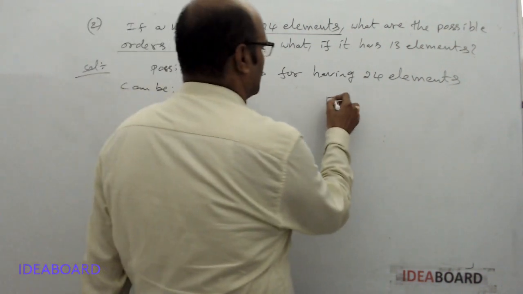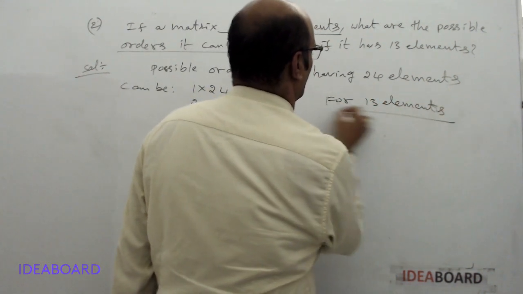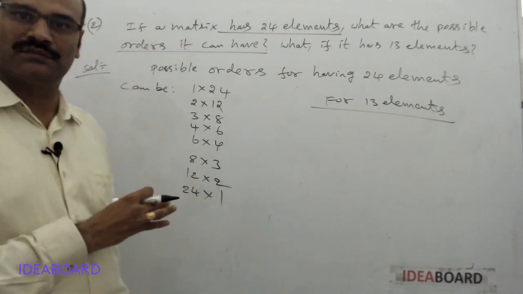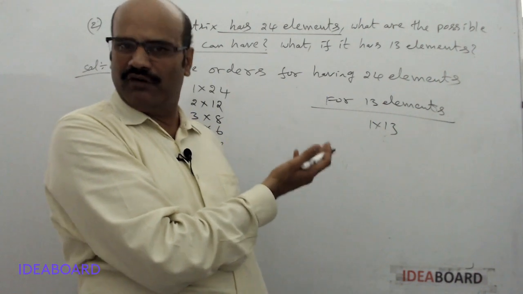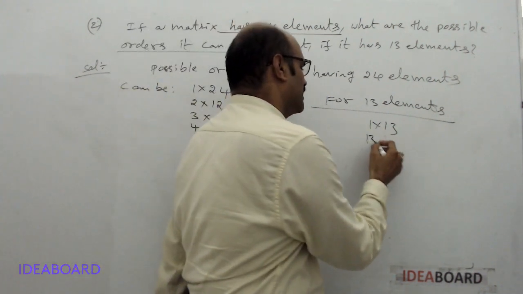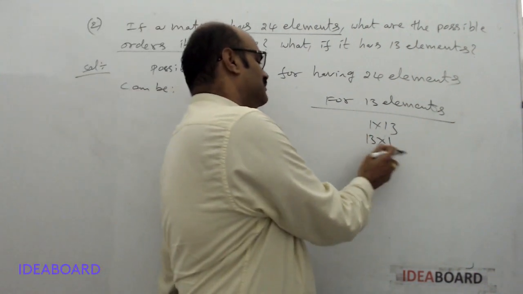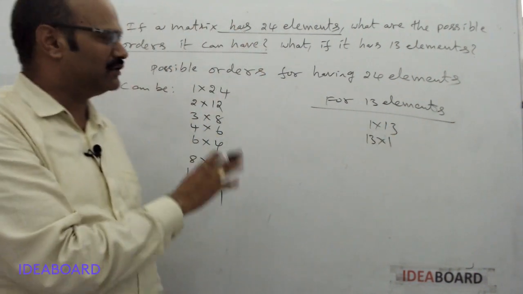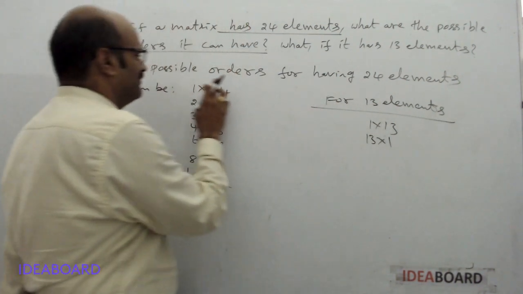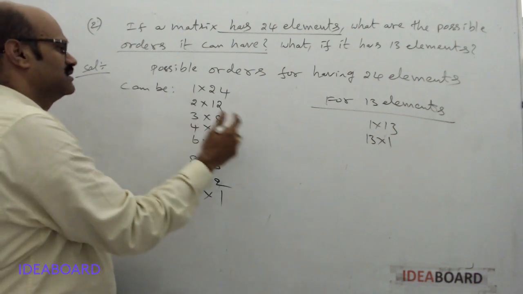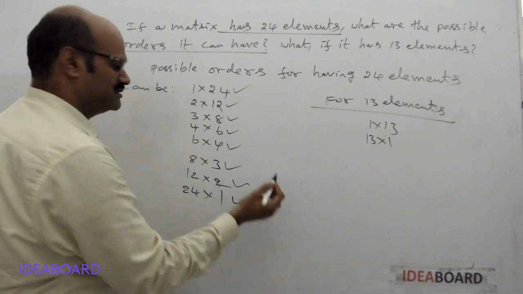Next, for 13 elements, what are the possible orders? 1 by 13. 1 into 13 equal to 13. So we can take 1 by 13. Also we can take 13 by 1, that means 13 into 1 equal to 13. So only two possible orders will be there when the matrix is having 13 elements. If a matrix is having 24 elements, there are 8 possible orders.